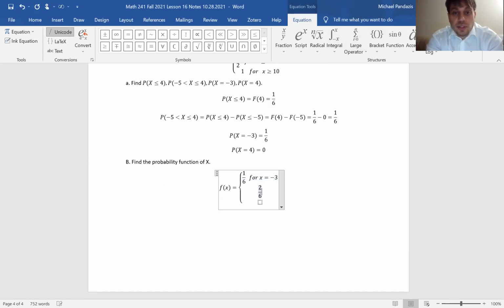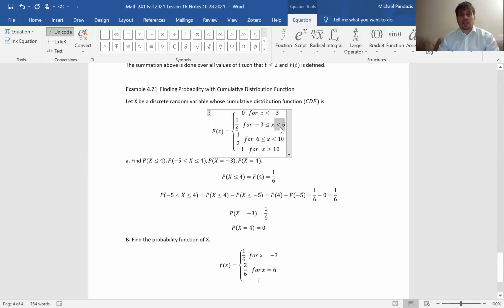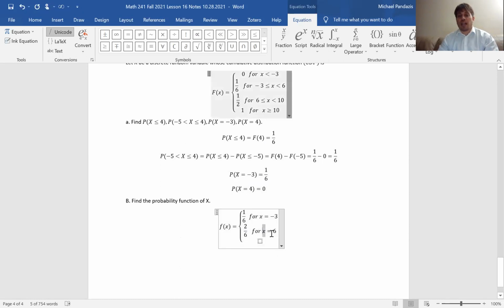It's equal to 1/6 for x equals -3, which we already found. It's equal to 2/6 for x equals 6. Why is that? Because when x equals 6, there's a jump from 1/6 to 1/2. How much do you jump by? You start at 1/6 and you jump up to 1/2. That's adding 2/6. You start with 1/6 and you add 2/6, you get 3/6, which is 1/2. Which means the probability at x equals 6 is 2/6.